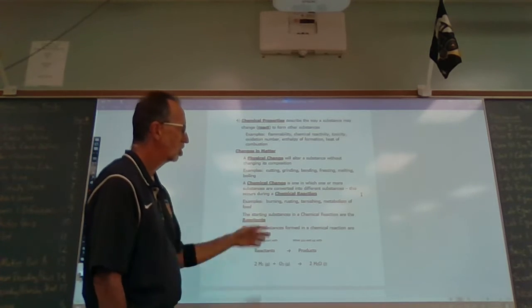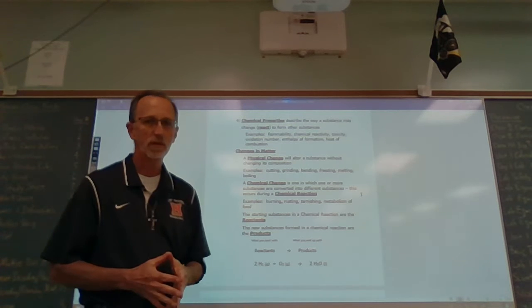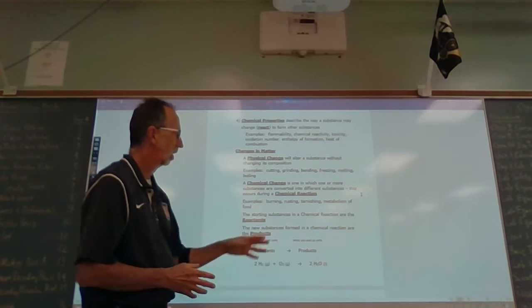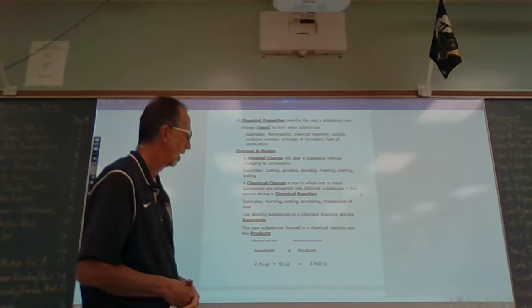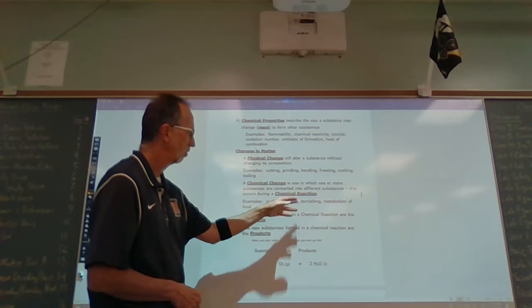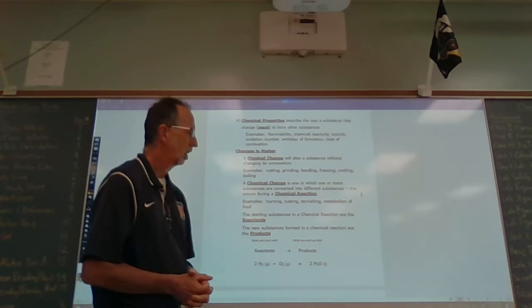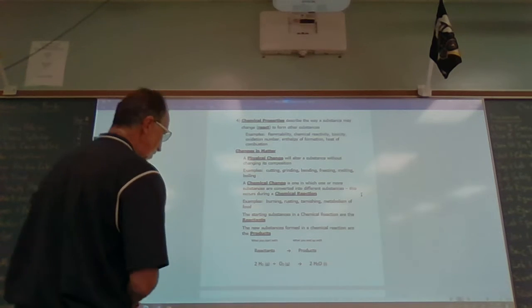Physical change. A chemical change is one in which one or more substances are converted into something different, something new. So a chemical change occurs during a chemical reaction. Burning, rusting, tarnishing, metabolism of food, those are all chemical changes. Let me advance this real quick.